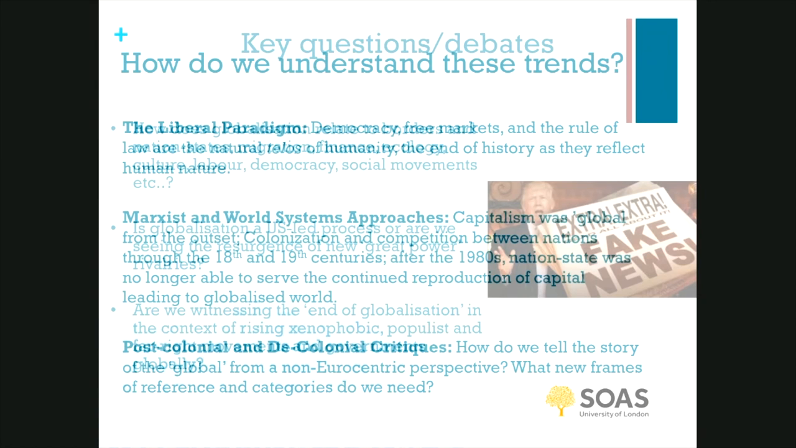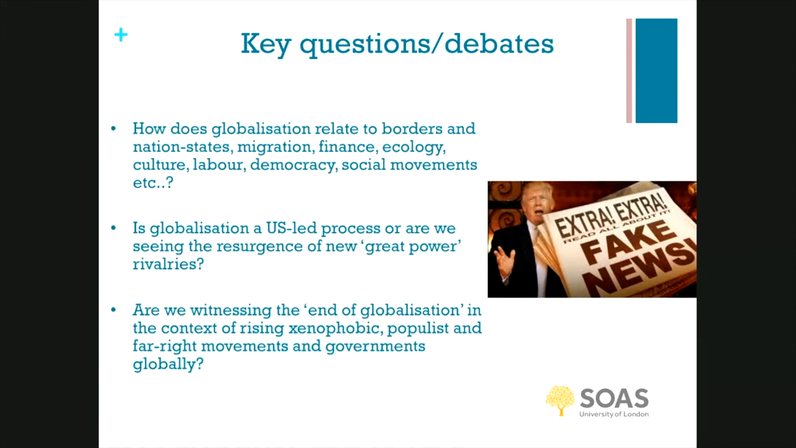So taking these approaches, we look at themes related to borders, migration, ecology, finance, culture, labor, democracy. We take up debates around whether this is a US-led process or, very importantly, whether we're seeing the resurgence of new great power rivalries. In particular, we can see these debates unfold today with the schisms and tensions between the United States and China, as well as other powers on the global scale. And then finally, we'll very much engage with the question of whether we're actually seeing the end of globalization, the return of xenophobia, populism, and the rise of far-right movements and governments globally. So this kind of comprehensive account is what you'll get from the Globalization and Development degree, integrating these more theoretical questions with very topical debates about politics, about economics, and about our world today.